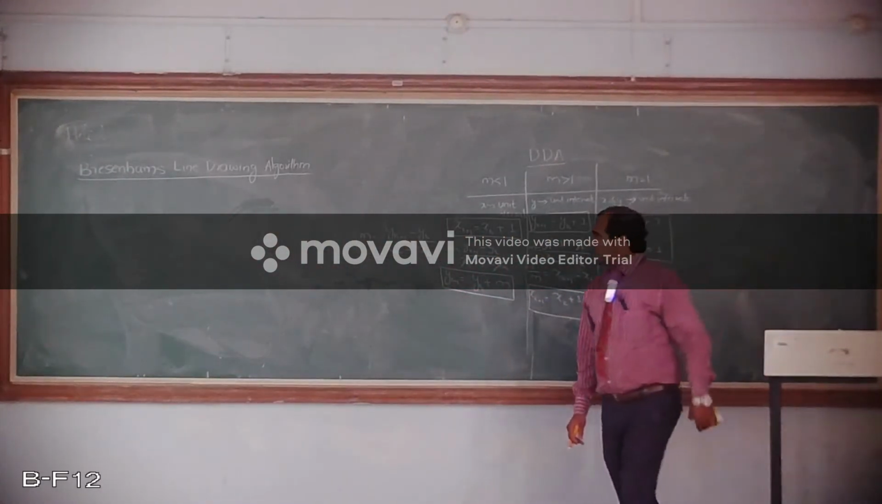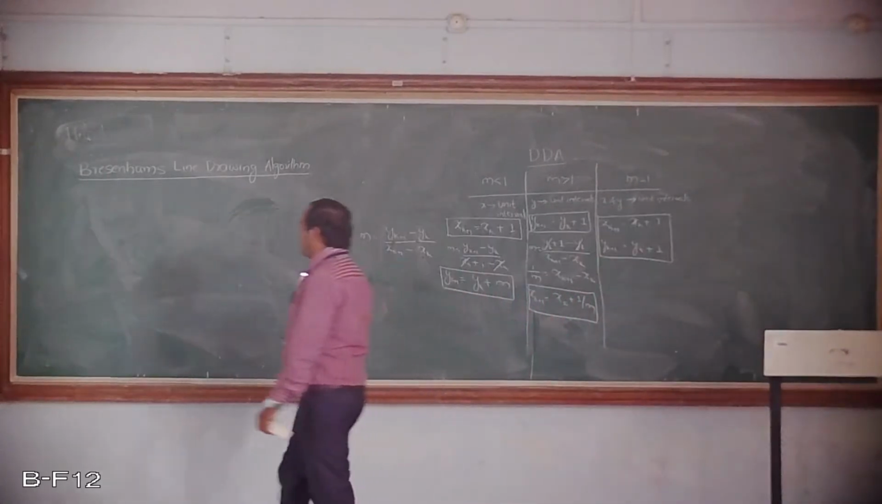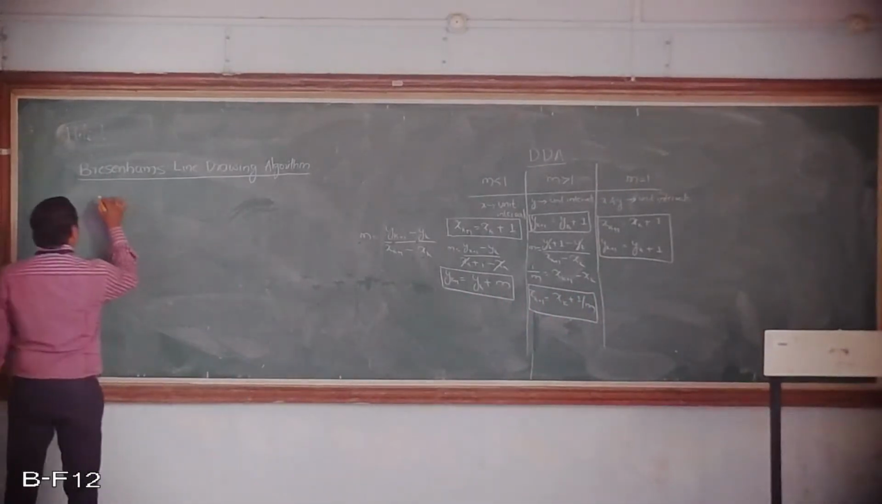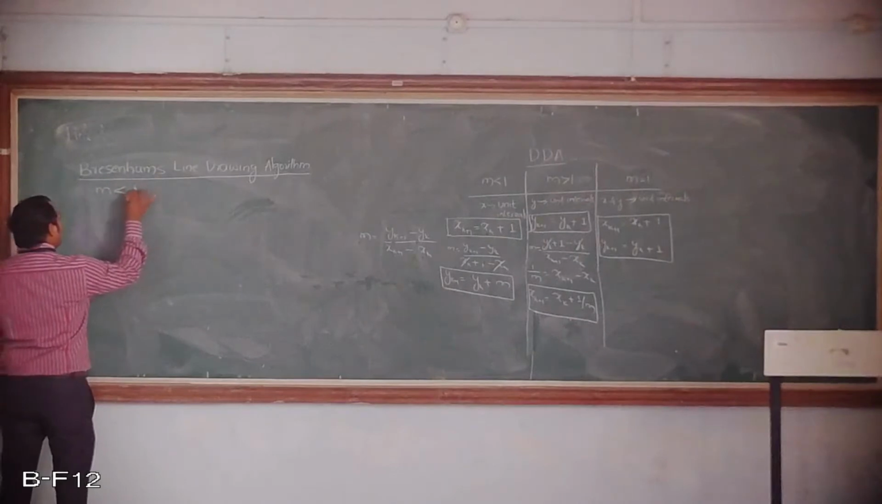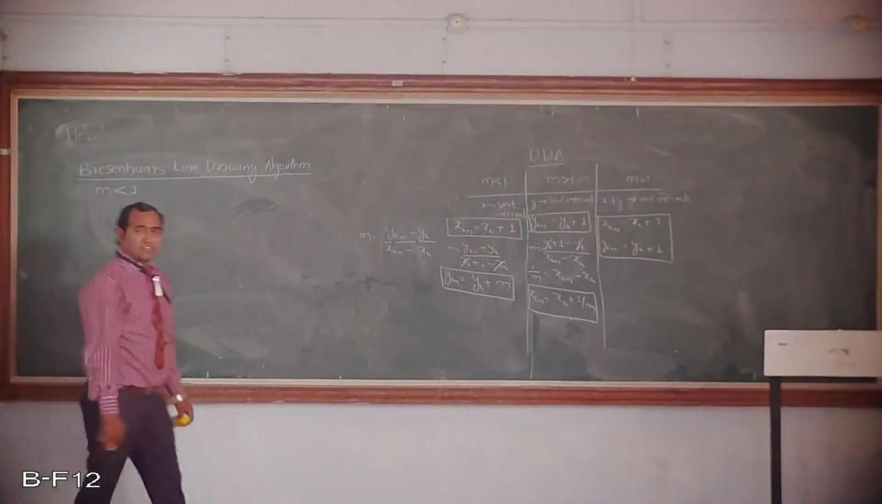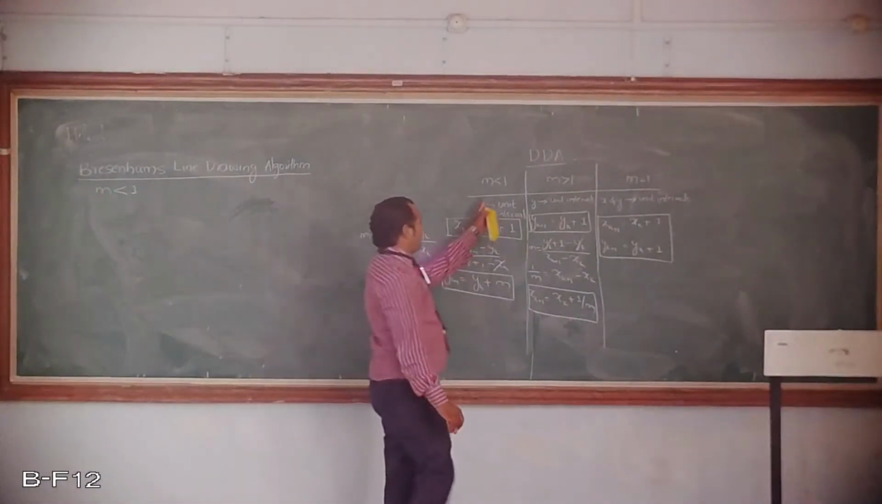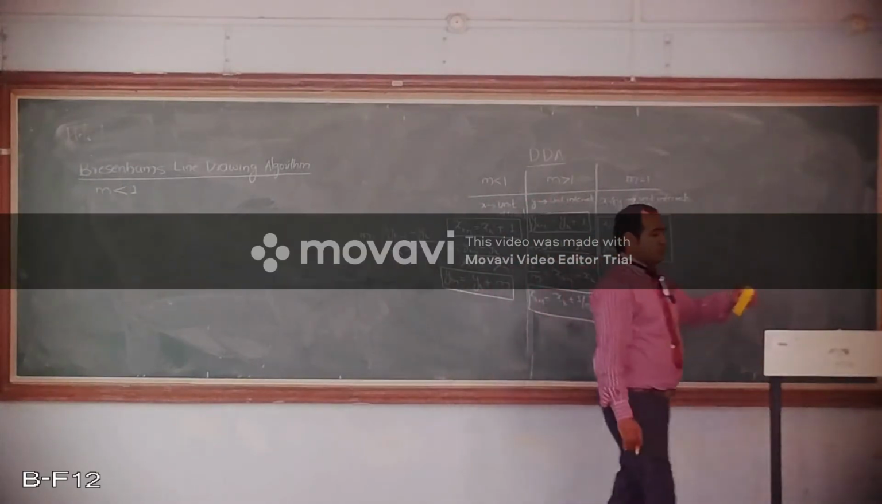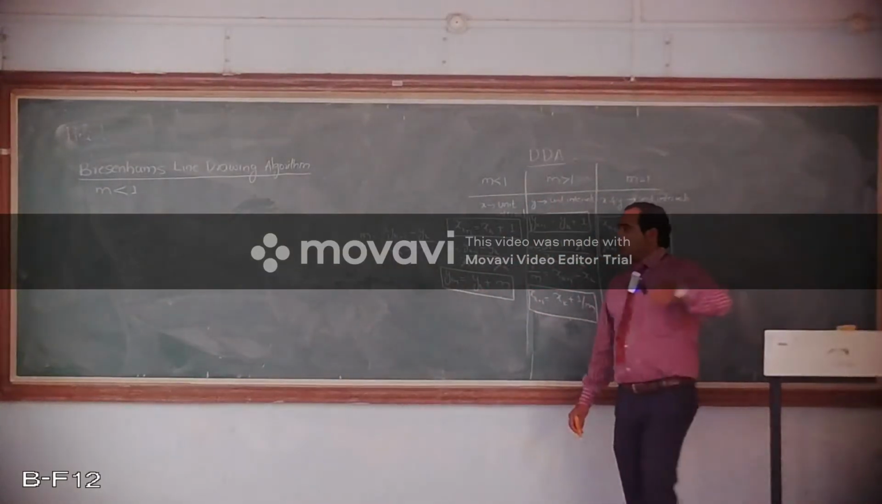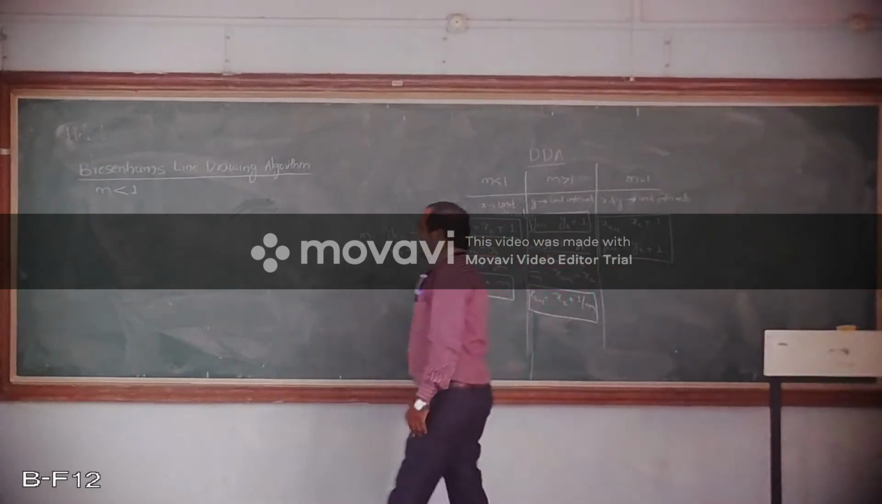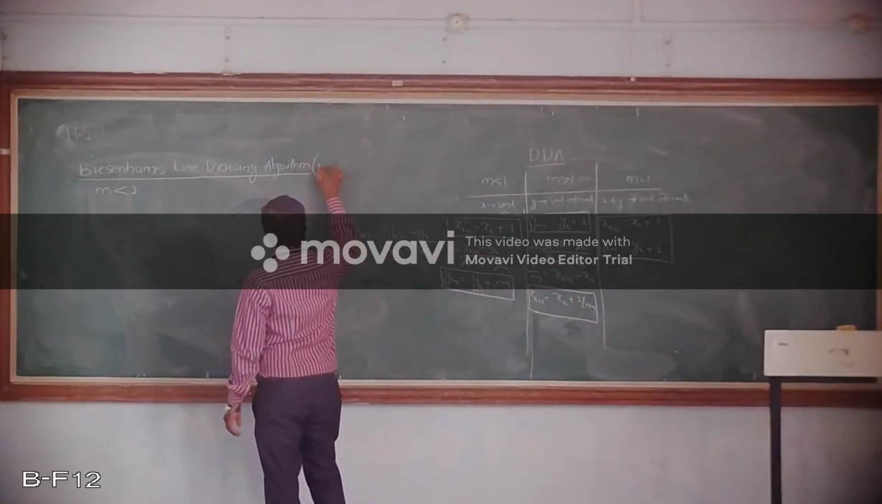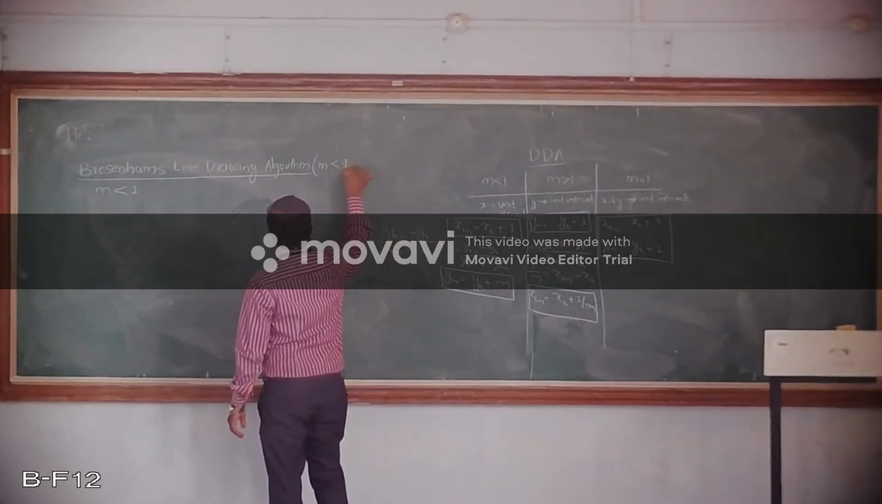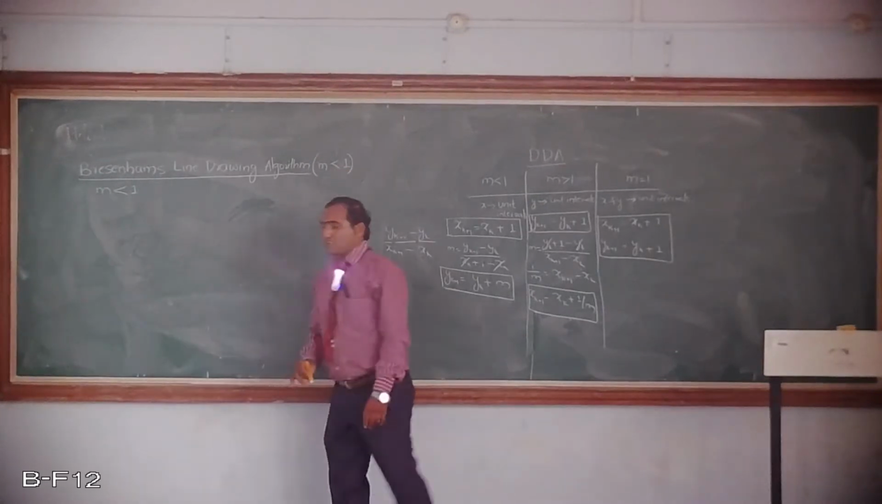So this Bresenham's line drawing algorithm can be derived for the slope less than 1, or it can be derived for the slope greater than 1. What we will do here is, we will take it for slope less than 1. We will derive it for slope less than 1.